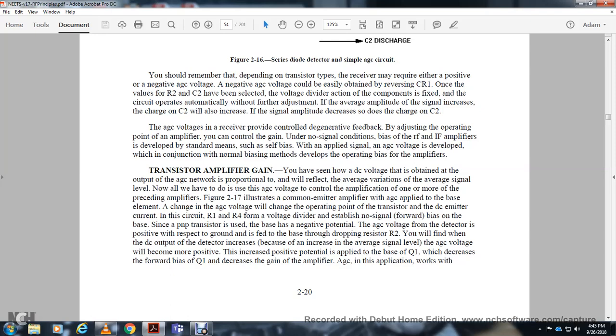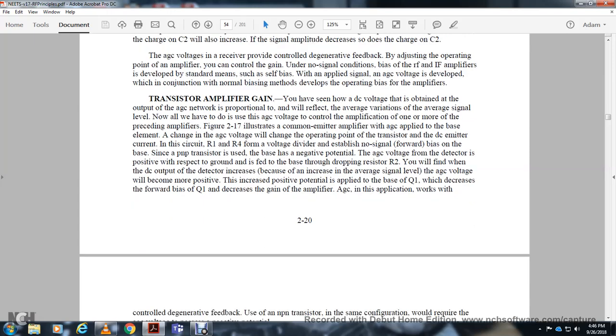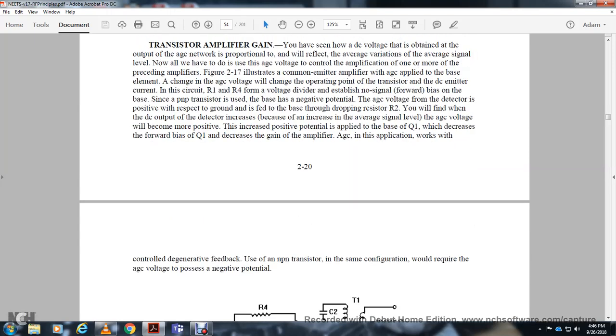We find that if the DC output of the detector increases because of an increase in the average signal level, the automatic gain control voltage will become more positive. This increase of positive potential is applied to the base of transistor 1, which decreases the forward bias of transistor 1 and so decreases the gain of the amplifier. Automatic gain control applications work with degenerative feedback, here on an NPN transistor.